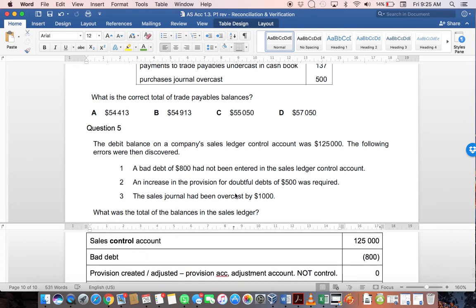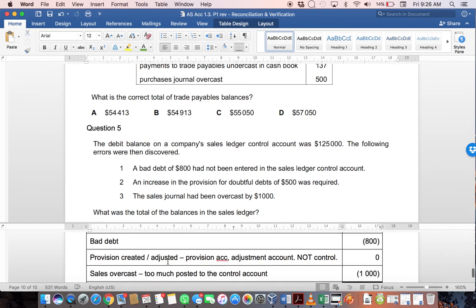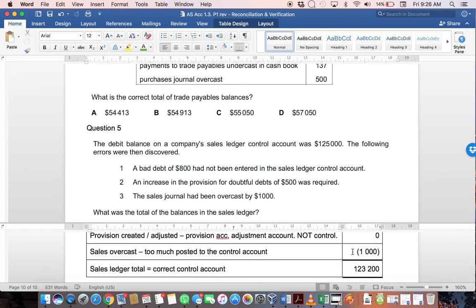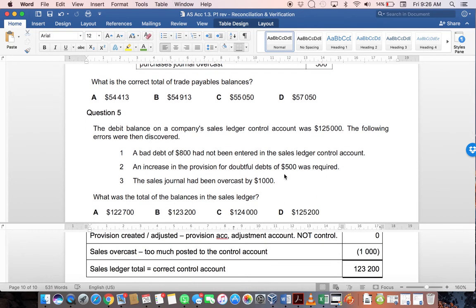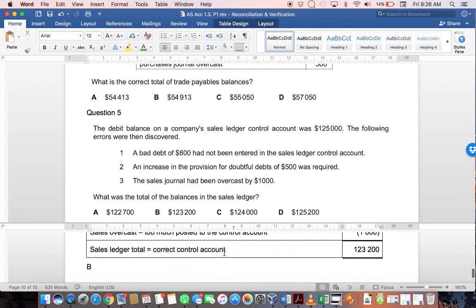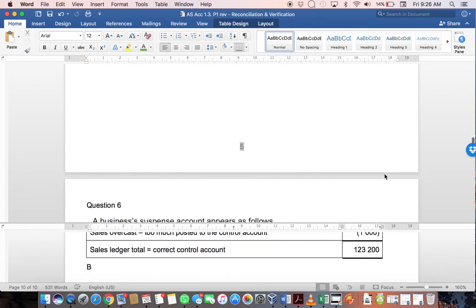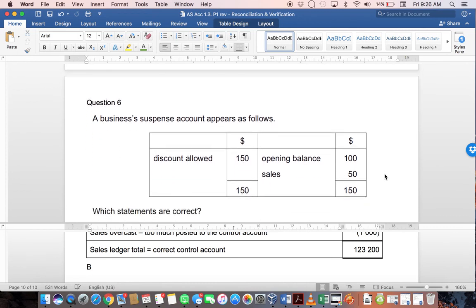Number 3, the sales journal had been overcast. Last time when we spoke about journals being overcast, we said we can't use it, but that's because we were looking at the individual accounts. Over here, we are looking at the control account, and that sales journal would have been posted. So if the sales was overcast, in other words, too much was put into the control account, we then need to subtract R1,000 because they don't owe us as much as we thought they did. And you can then work out the sales ledger total, which should equal the corrected control account. Here we can see that 123,200 is an option if we choose B, and so that is the answer that we will use.